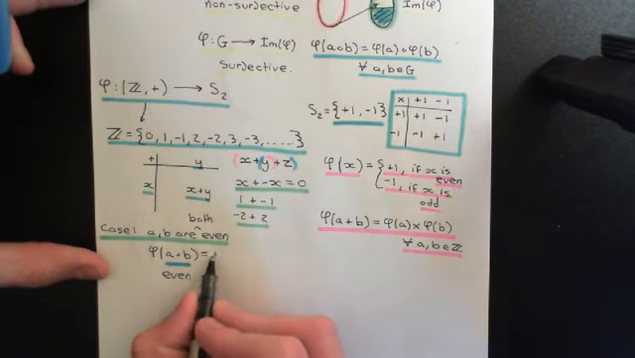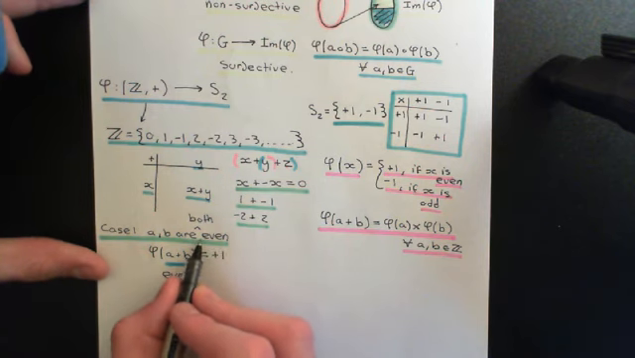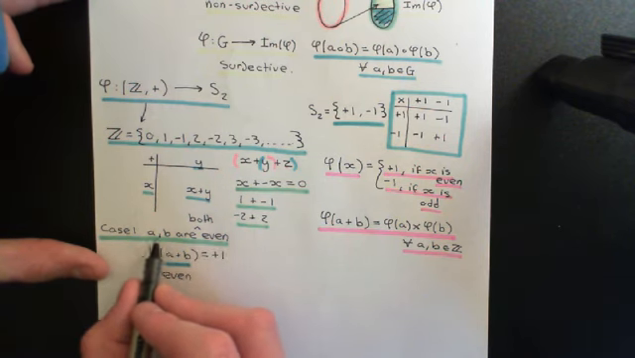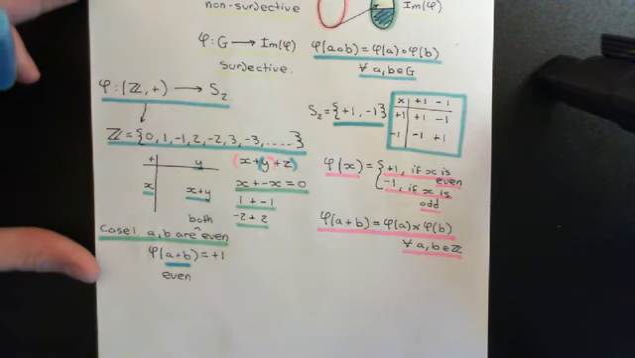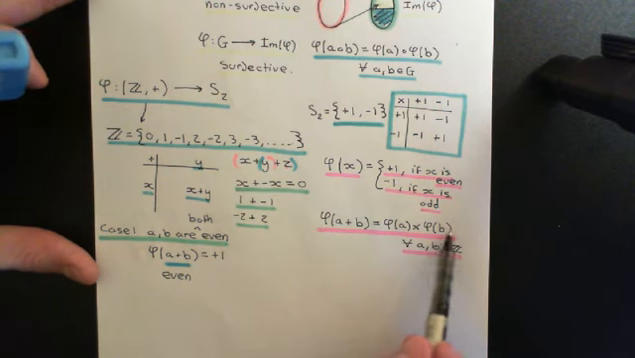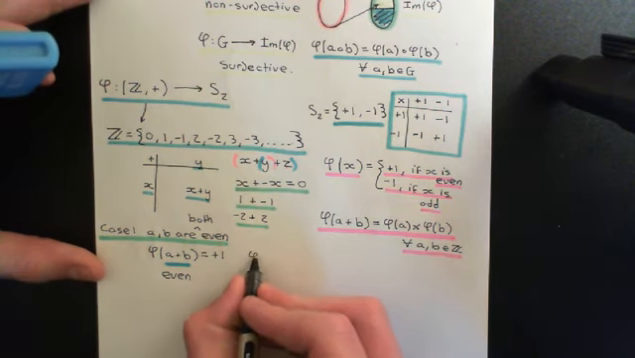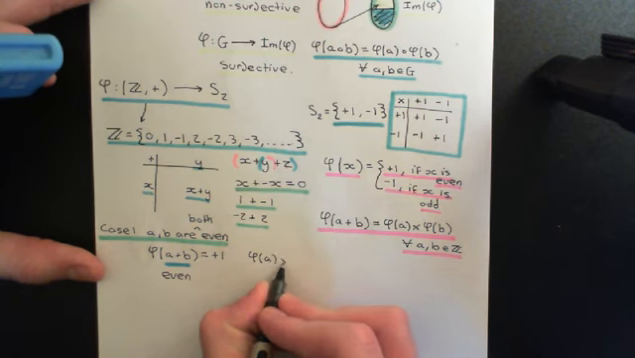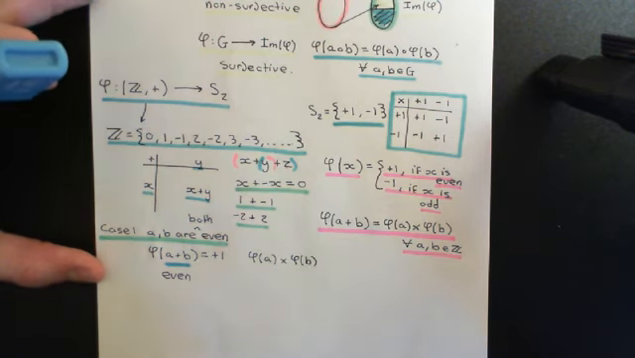Well, it means that it's going to equal plus 1 for all cases where a and b are both even. Whatever little a and b you pick, as long as they're both even, phi of a plus b is going to be equal to plus 1, because a plus b is always going to equal an even integer. Now let's check the right-hand side. So that's the answer to the left-hand side. Now let's check what phi of a times phi of b is equal to. Let's check that these are going to give the same answer.